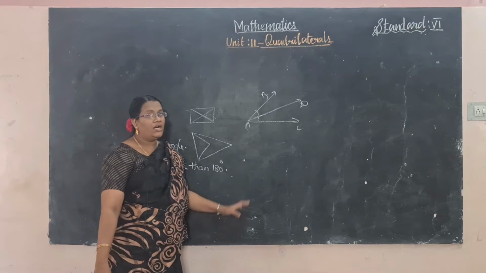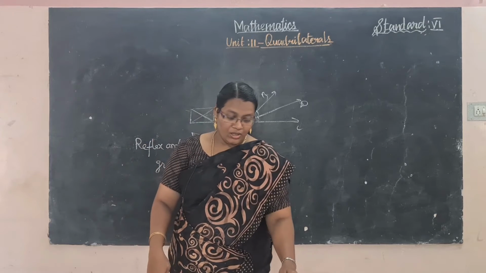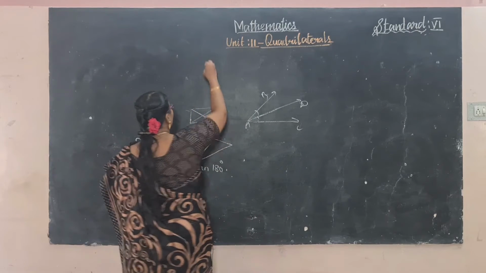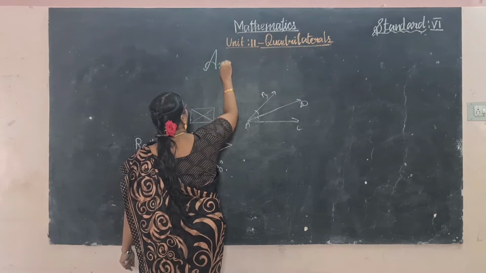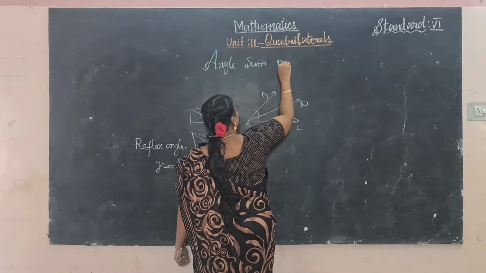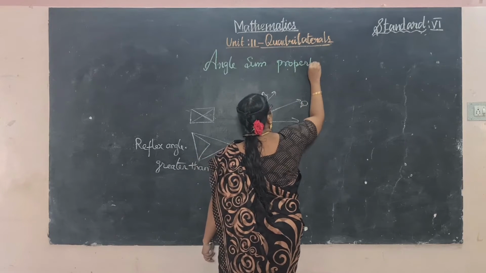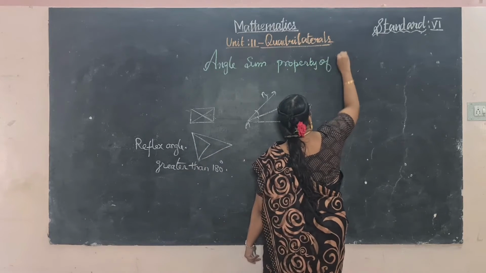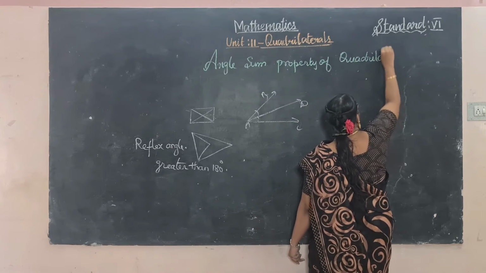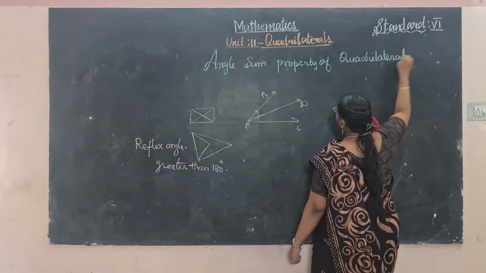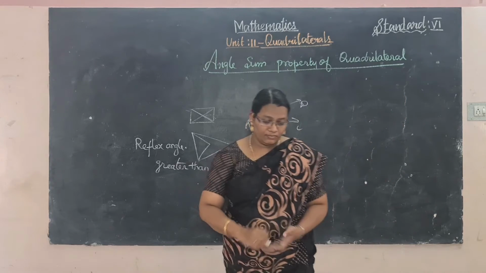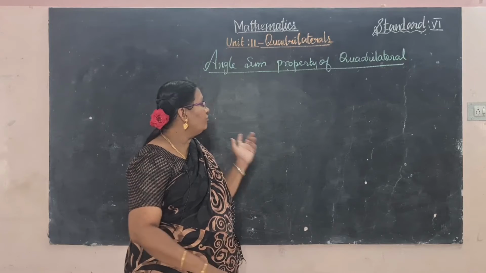So these are all we have learned in the previous class. Now we are going to learn an important concept, the angle sum property of quadrilateral.